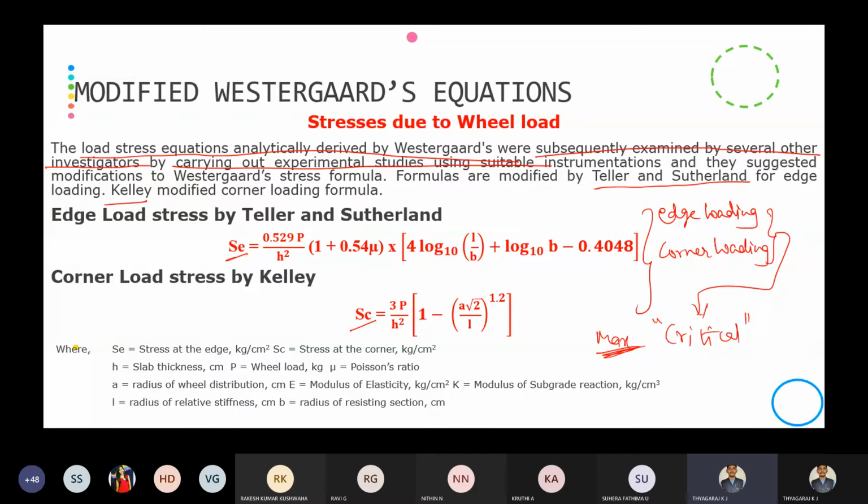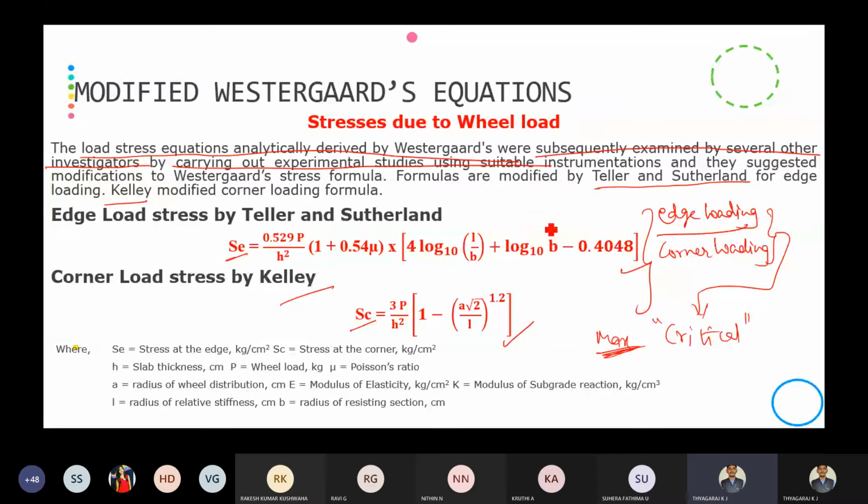Teller and Sutherland conducted many studies on edge loading. If you apply the load on the edges of the cement concrete pavement, how will it behave? They considered edge loading and came up with the modified Westergaard's formula. Then Kelly conducted many studies on corner loading. If you apply the load on the corner, how does the cement concrete pavement behave, and how will the stresses develop? He came up with this modified equation.